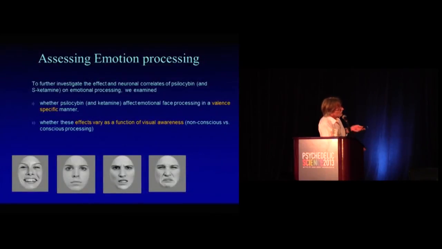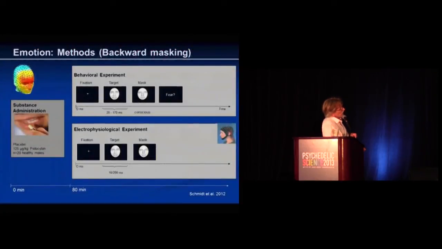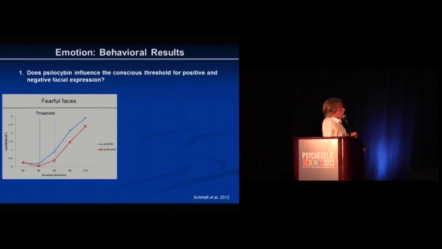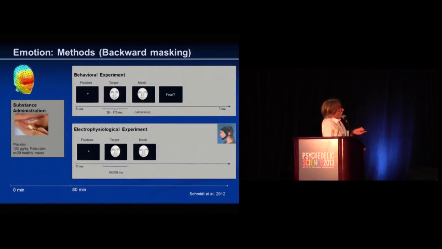So we used these kinds of faces with all these emotions. We did the experiment, first a behavioral one, which is important. I wanted to skip this, but I will tell you now. We used a behavioral experiment where we looked at the threshold. We presented the faces with very short presentation times of 10, 20, up to 170 milliseconds to find out whether depressed patients or normal subjects have an impairment in detecting the face. If that were the case, then we could not use the paradigm.